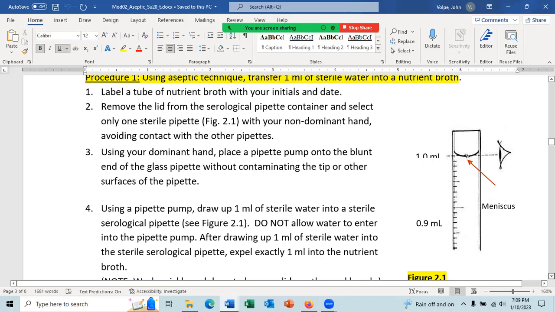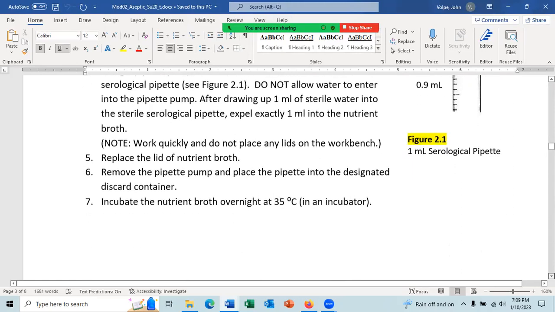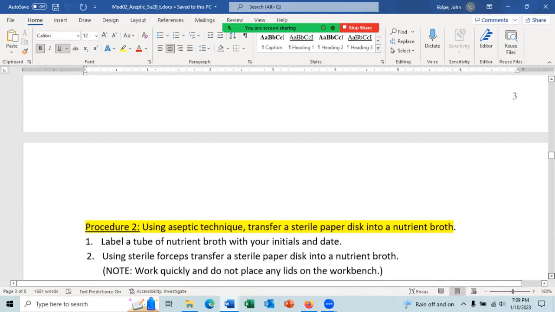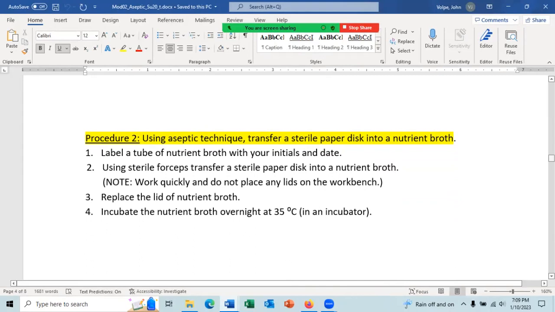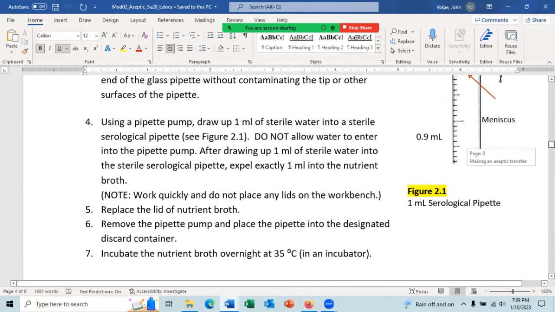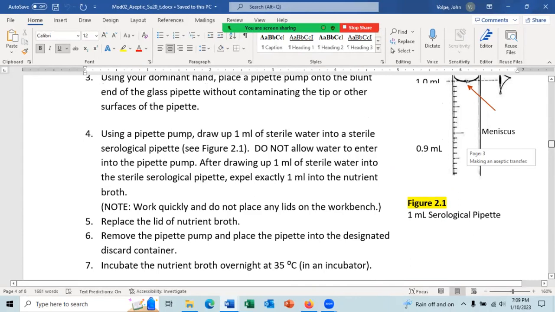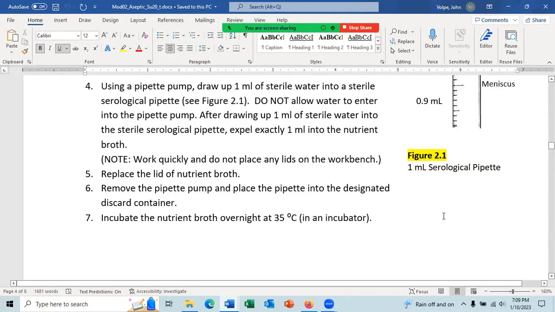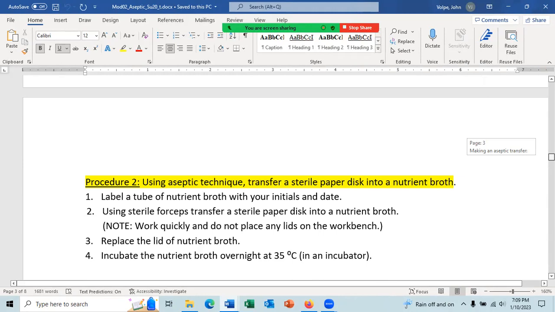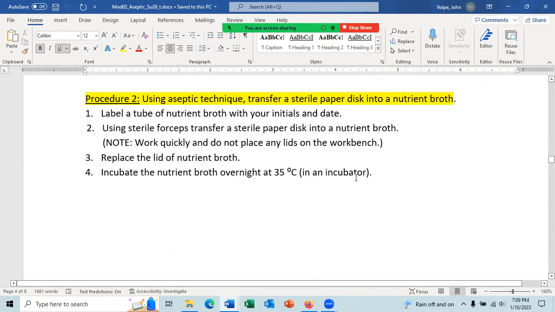Any questions about any of that? So you'll take 1 ml of water and put it into a tube of media, and then incubate the tube of media for, I think, a day at 35 degrees in the incubator, and then take a look at it. For procedure 2, you're going to aseptically transfer a sterile paper disc into a tube of nutrient broth. You can read the procedure there.